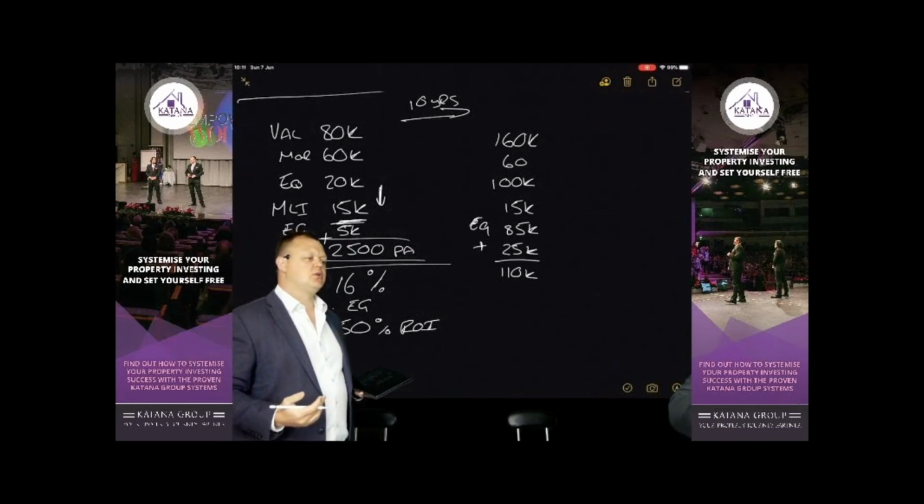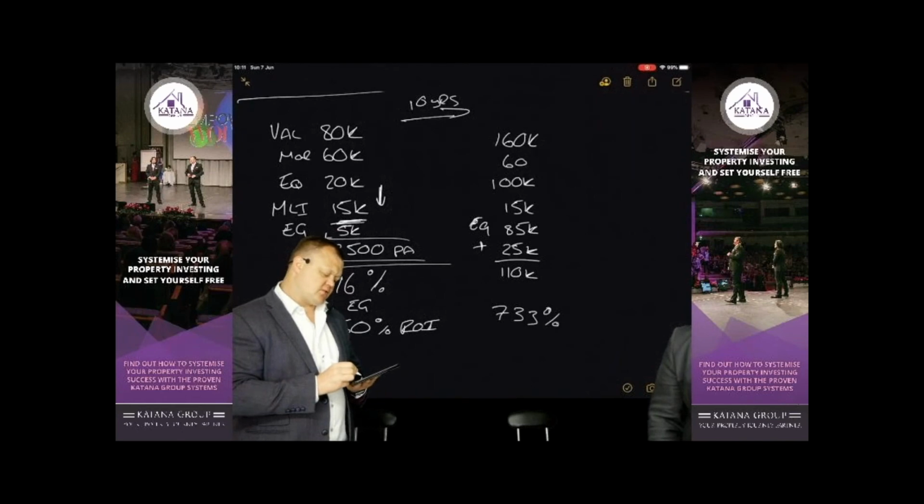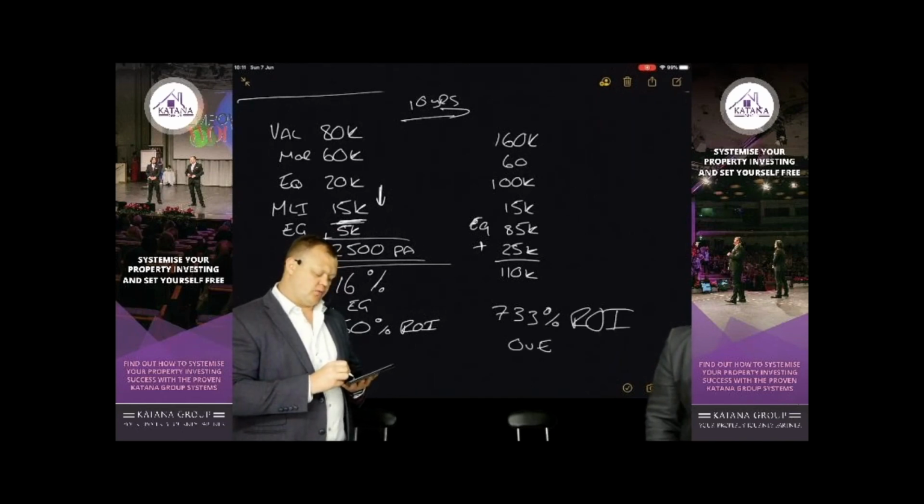So Tara, could you do 110,000 divided by 15,000? 7.33. So that equates to a 733% ROI over 10 years.